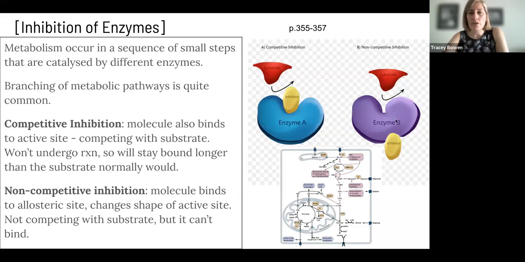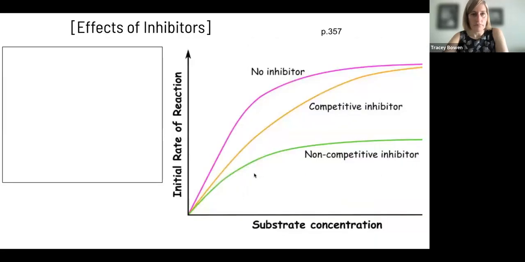There's naturally occurring non-competitive inhibition in our bodies, but this can also occur as a byproduct of chemical interactions. In some cases, chemicals can bind into the allosteric site irreversibly, which means that the enzyme becomes inactive so that it can't work with the substrate and the inhibitor can't detach. That enzyme will just no longer function.